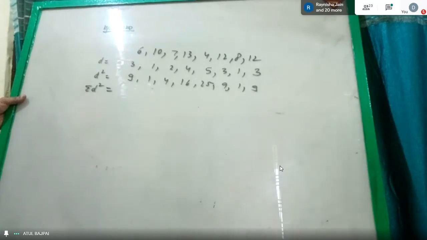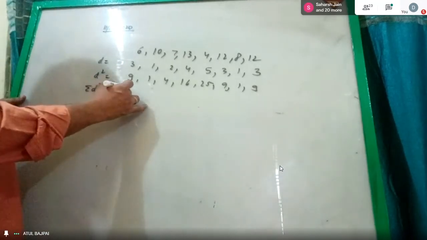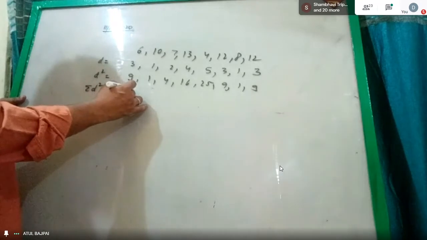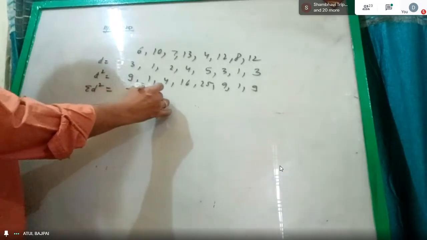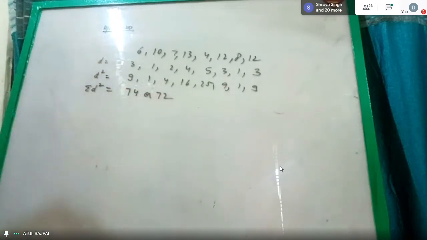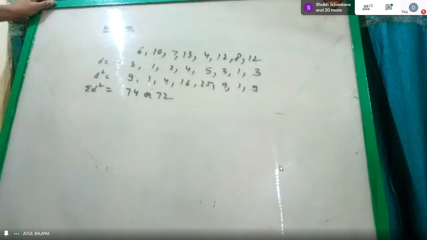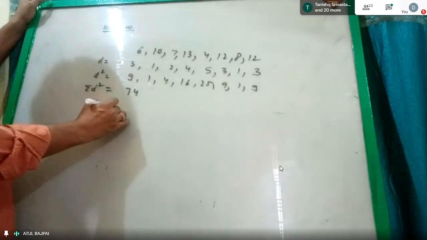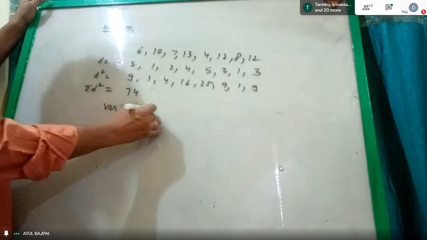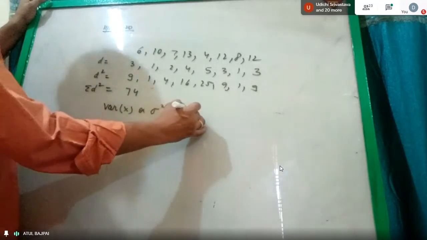72. Same. 74. The 74 minus 72 is coming. Check what is coming. It's 74. So 74. Okay. The variance, where x or sigma square is 74.